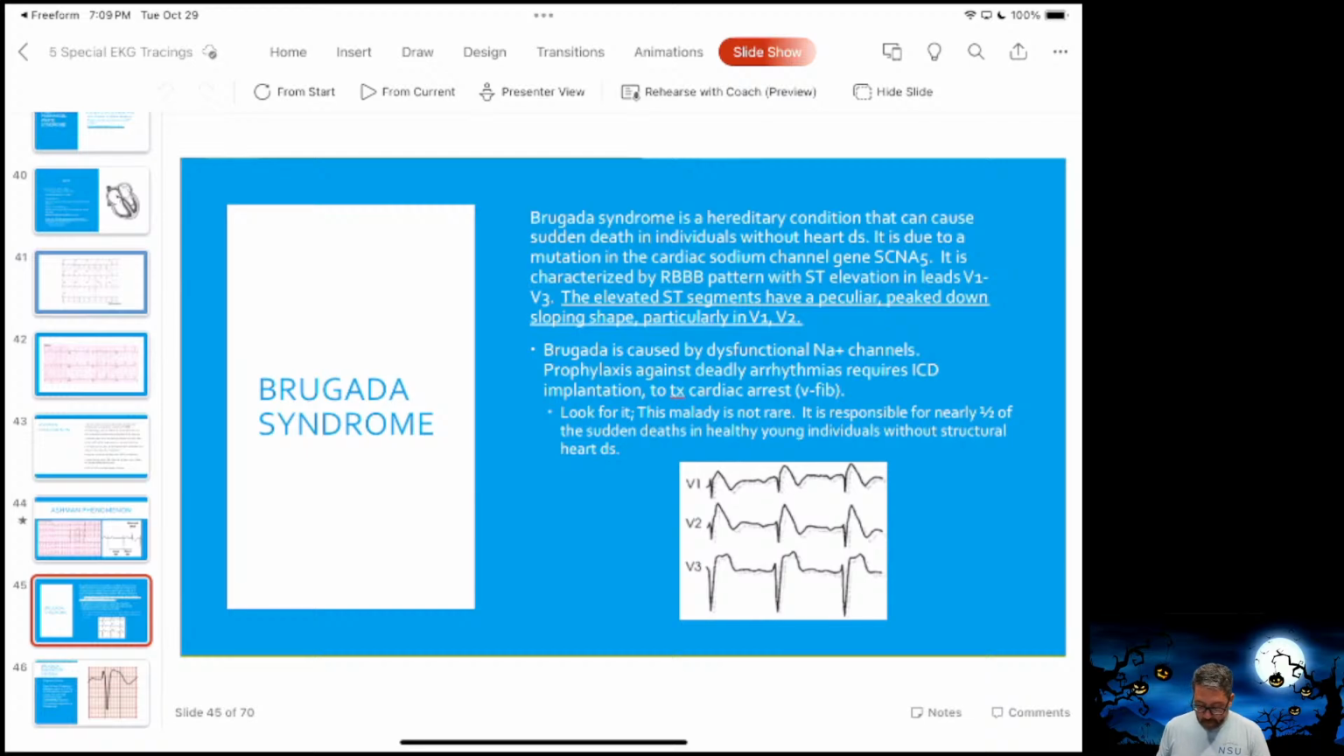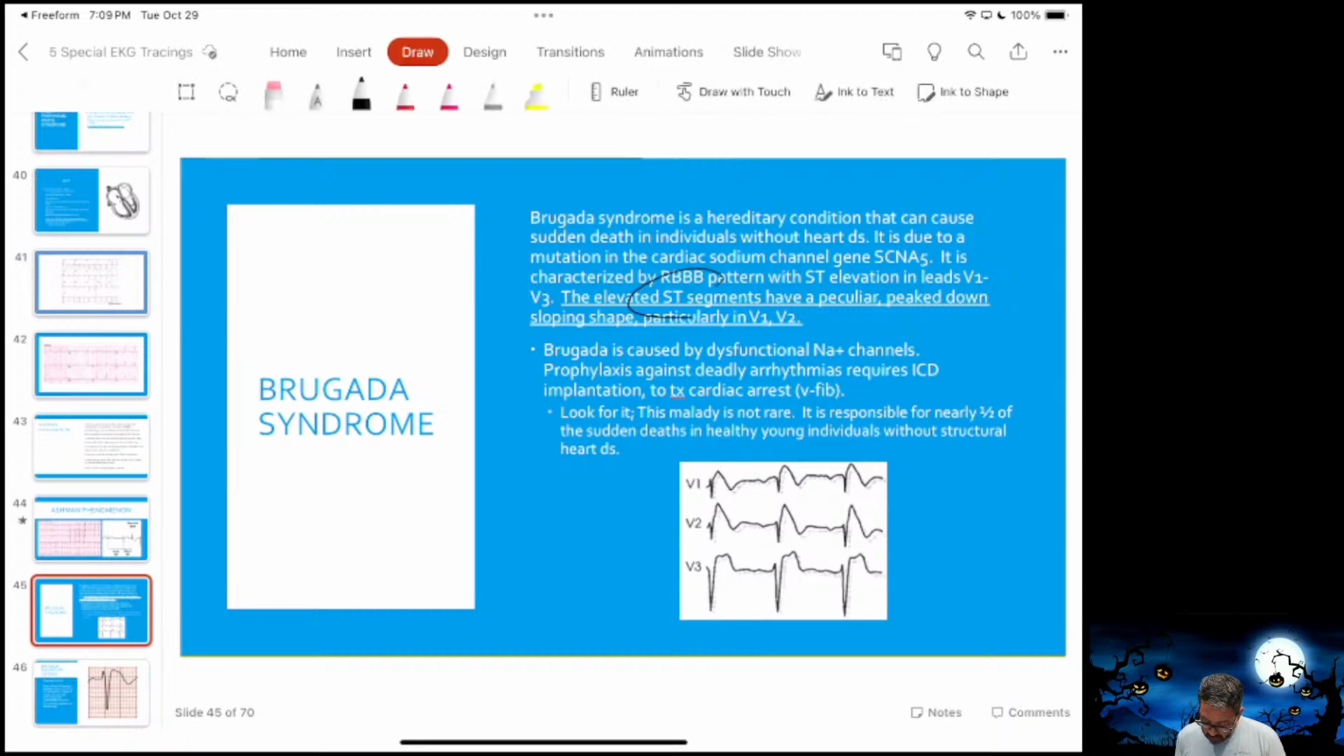Okay, Brugada syndrome. Key things about Brugada syndrome: ST elevation. V1 and V2 are the big culprits. So you're going to see something that looks like that. V1 through V2 is where you're going to see Brugada syndrome. Okay, so that's really all you got to know for that.